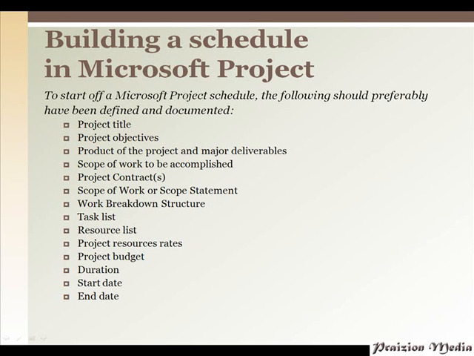You want to know the project title, the project objectives, the product of the project and the major deliverables, the scope of work to be accomplished, any project contracts, scope of work or scope statement, a work breakdown structure, a task list, a resource list, project resource rates, the project budget, the duration, the start date, and the end date. Once you have all this detail, you can go ahead and begin building your Microsoft project schedule. So let's jump straight in to building our Microsoft project schedule.